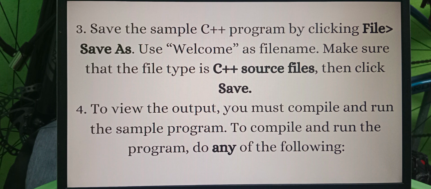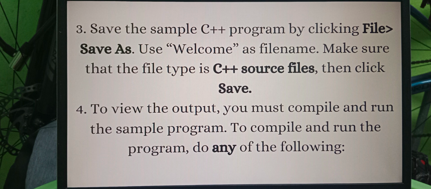3. Save the sample C++ program by clicking File, Save As. Use Welcome as file name. Make sure that the file type is C++ source files. Then click Save. 4. To view the output, you must compile and run the sample program.